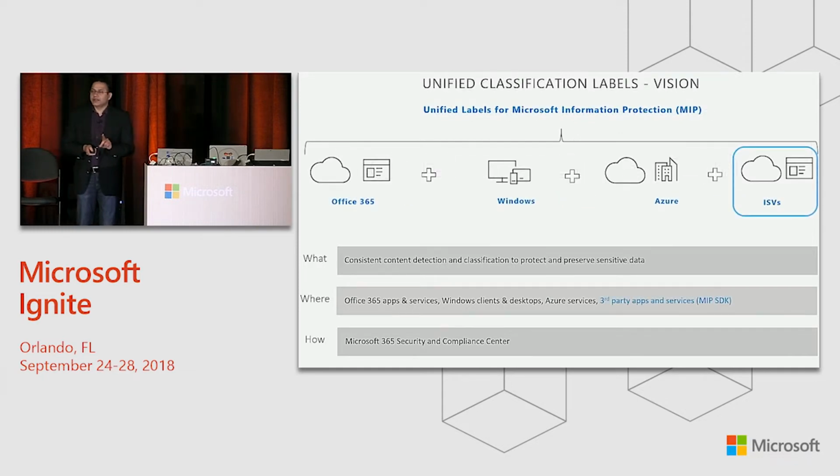Not only here, in the future we are looking at ISVs, many of you right here, and how you can take advantage of these unified labels concepts, so that the apps you are developing against Office 365 can also take advantage of these unified labels. This is where the MIP SDK comes into play. We will give you a full, rich SDK that you can use to build your apps, and then you can retrieve this list of M365 MIP labels and take advantage of them in your third-party applications as well.